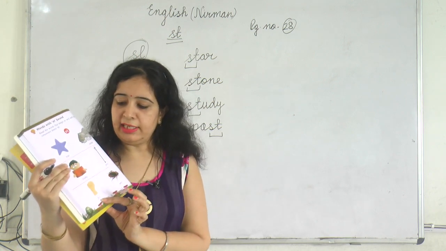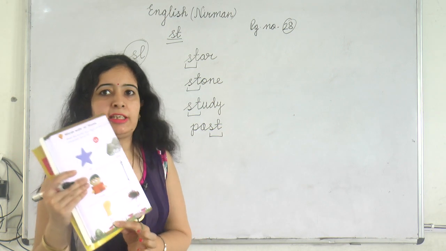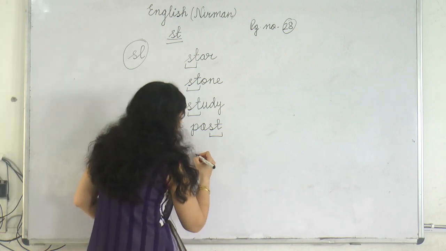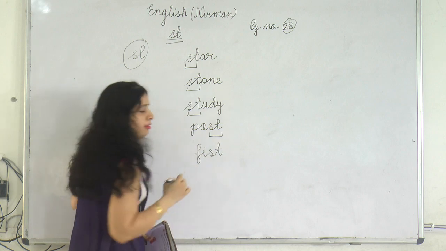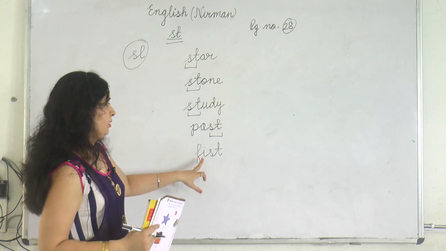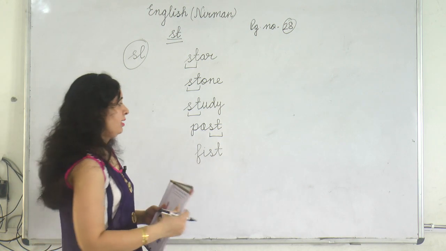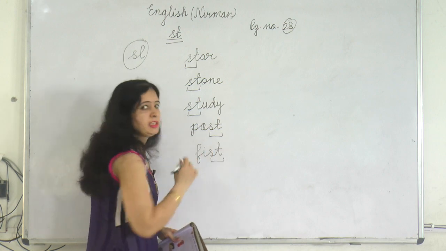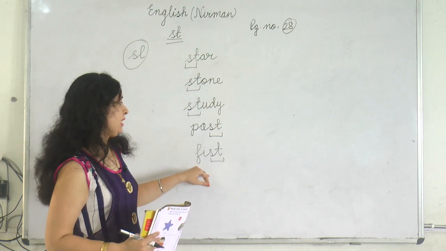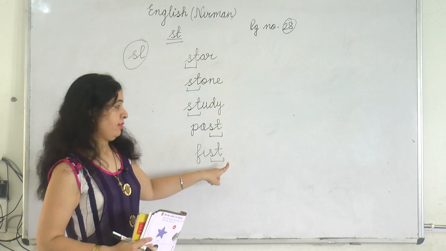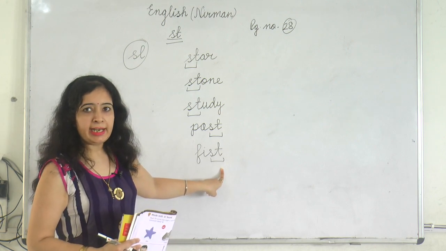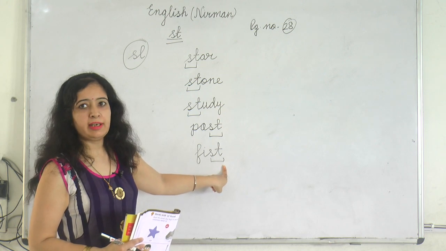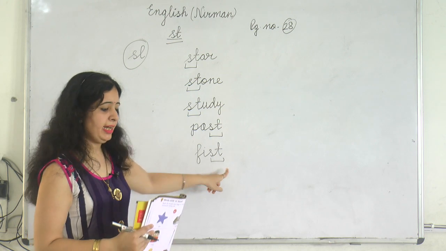So next one is fist. F-I-S-T. Fist. Here ST blend comes in the end. Speak fist. Where does the ST sound come? ST sound comes in the end. So we will write ST blend in the end.